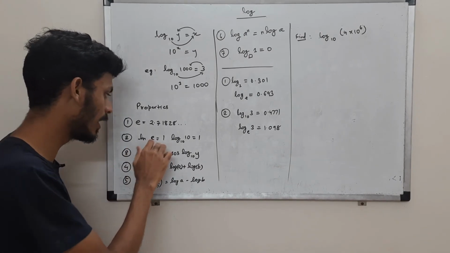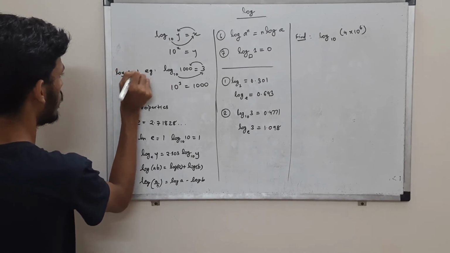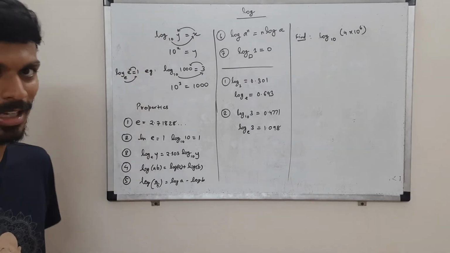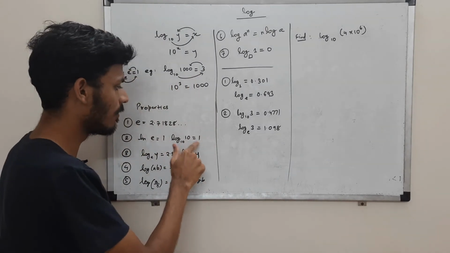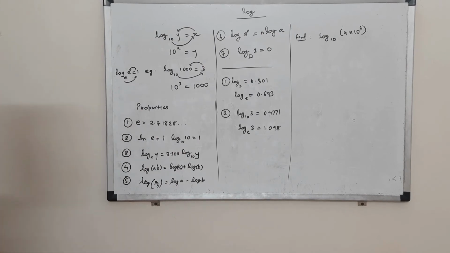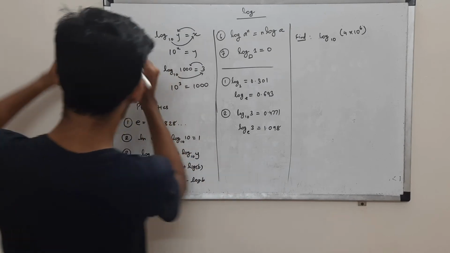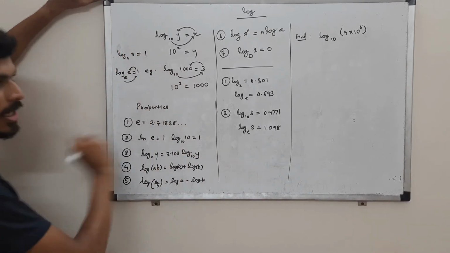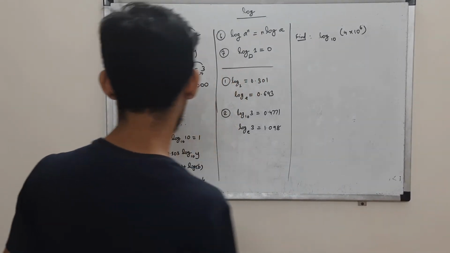Log to the base e of e is 1, which basically means that e should be raised to power 1 to give e. That will be true for any base. So log to the base 10 of 10 will be 1, since 10 raised to the power 1 gives 10. In general, log to the base n of n gives you 1, provided n is greater than 1. That is the restriction for the log function.